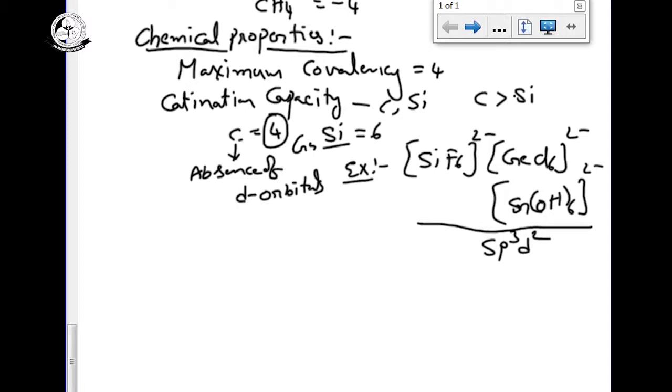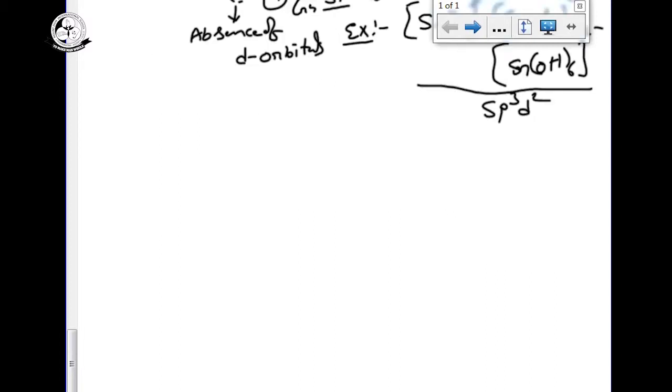Now we will see the chemical properties one by one. The chemical properties we have to discuss are reaction with oxygen, reaction with hydrogen, reaction with halogens, reaction with water, and anomalous behavior. The first property is the reaction towards oxygen.